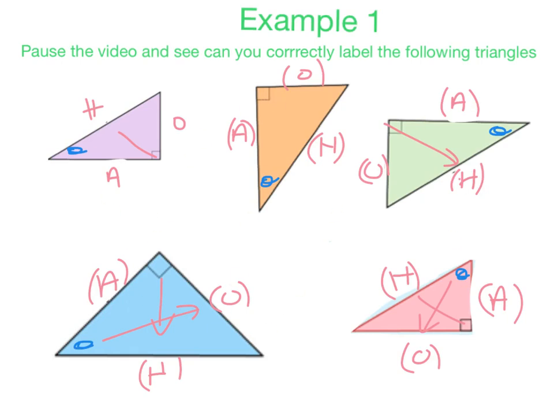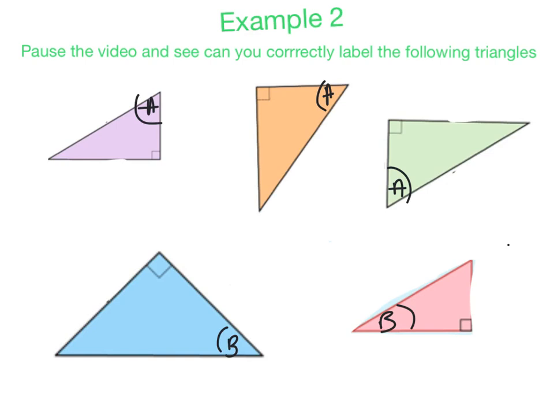So try again with example 2. So here we have example 2. I've called them A's and B's. Can you label those triangles for me? Press pause now because the next slide I'll be correcting.